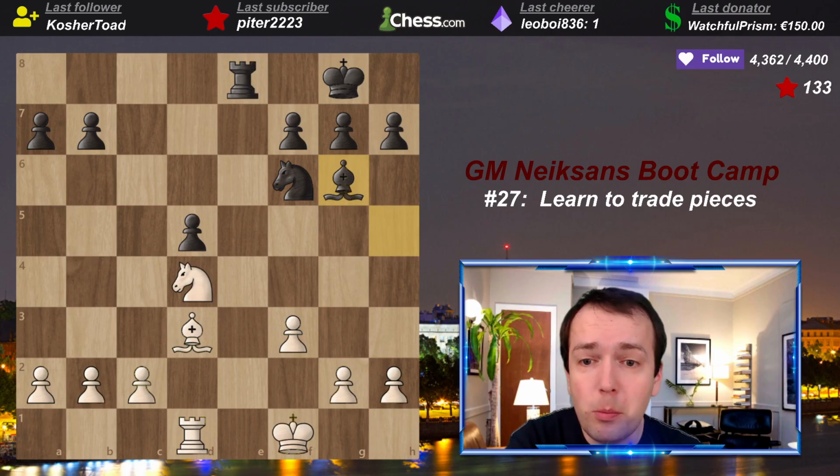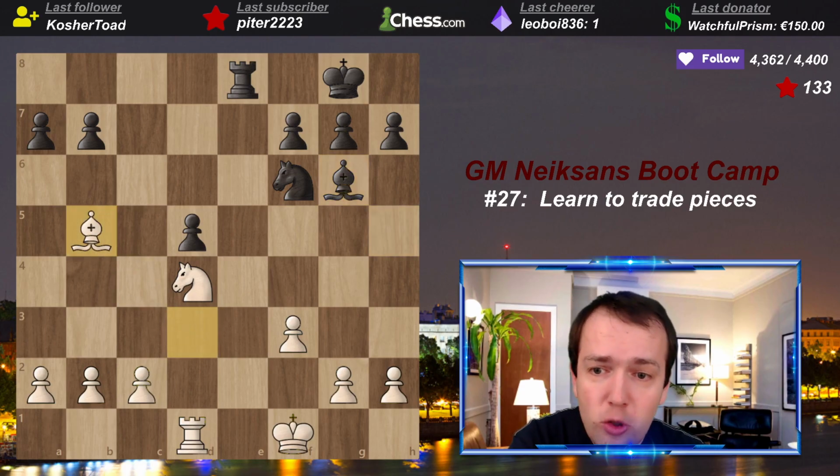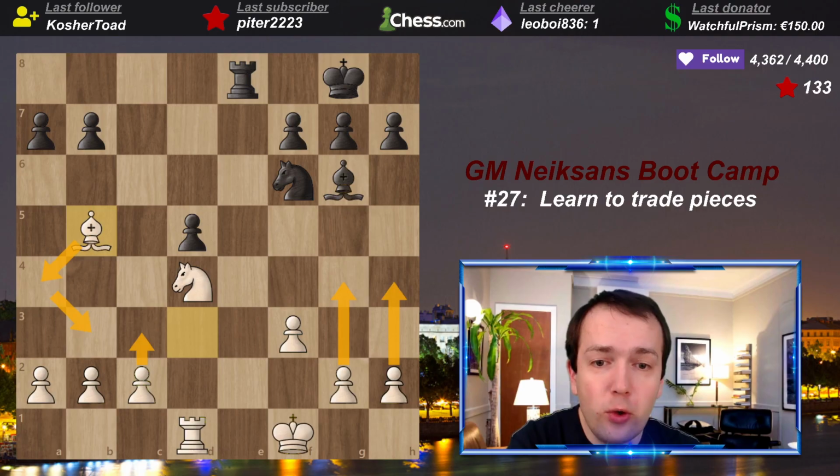I like this idea of bishop b5. That's a lovely idea. Bishop b5, bishop a4, bishop b3, c3, and pressure this pawn. And g4, h4, either g5 or h5. Try to win the pawn on d5.